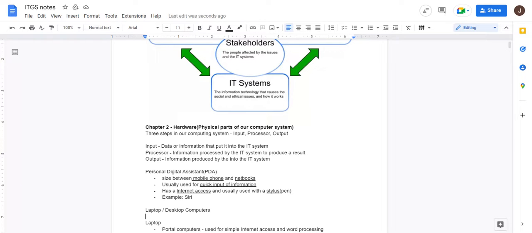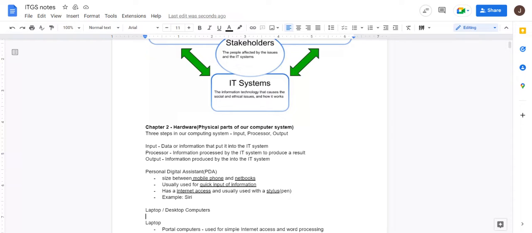For example, Google Docs is not software. Microsoft Teams is software. Google Docs is more like a cloud, a more cloud-based storage, which we'll be talking about in chapter 4 in the network unit. And software, on the other hand, we'll be talking about in chapter 3.